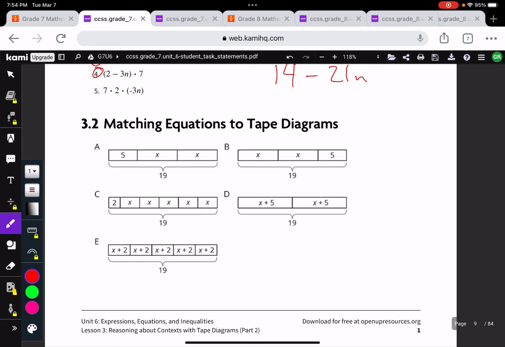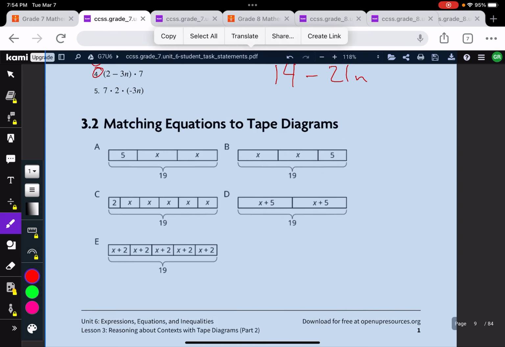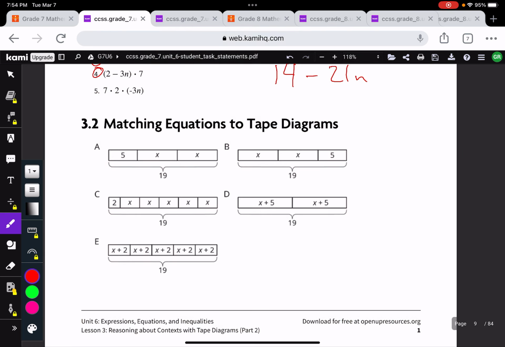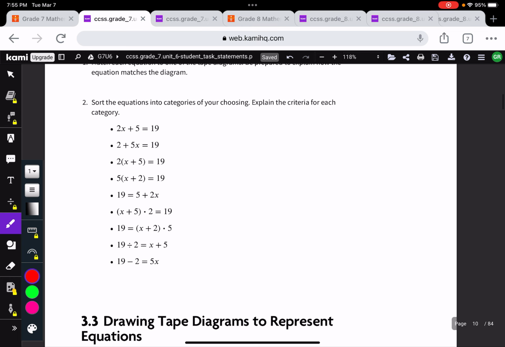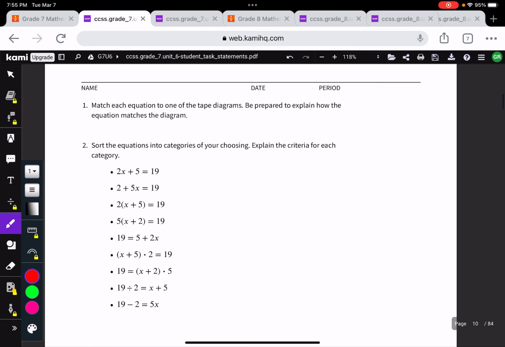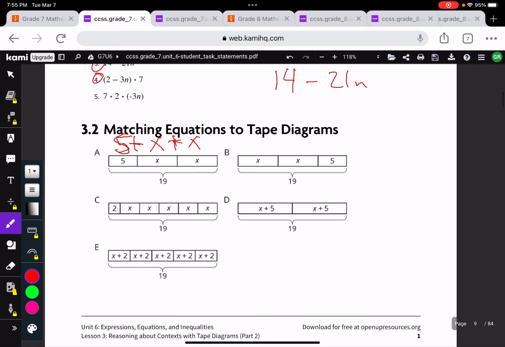So, equation A, let's see. This is the same as saying 5 plus, excuse my 5s look like S's, 5 plus x plus x. Guess what? That equals 19. Let's see if that's down here. Does anyone see 5 plus x equals 19? No, I do not. So maybe we're doing something different.